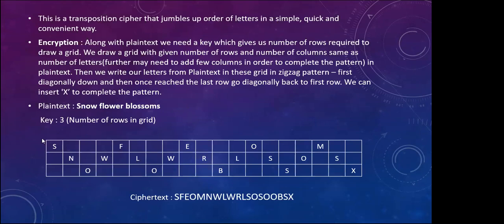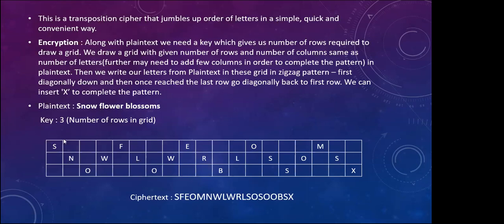For encryption, we have an example, where we have taken "snowflower blossoms". We decide a particular number of rows beforehand, which is nothing but the key. First we have given the key as 3. So we will draw a grid or table with 3 rows, that is our key, and the number of columns will be the number of letters in our plain text. Then we will write our plain text in a zigzag manner.